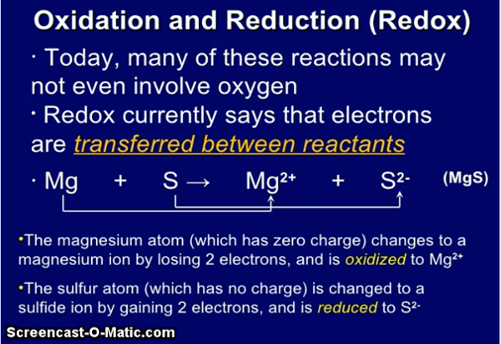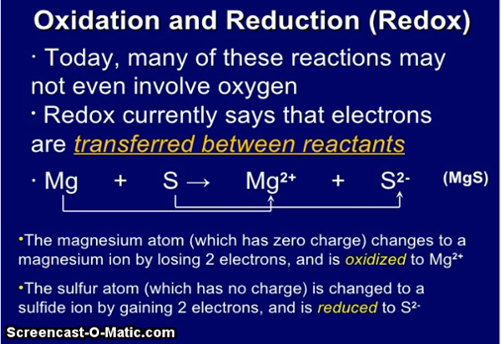Today many of these reactions may not even involve oxygen. Redox currently says that electrons are transferred between reactants. Here you can see magnesium loses 2 electrons and sulfur gains 2 electrons, forming magnesium sulfide.